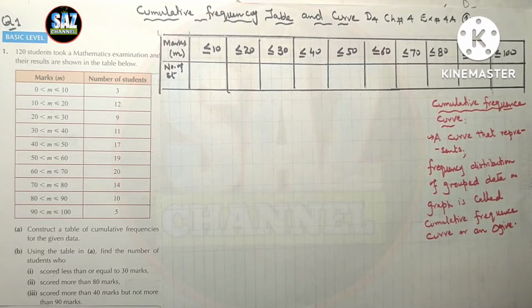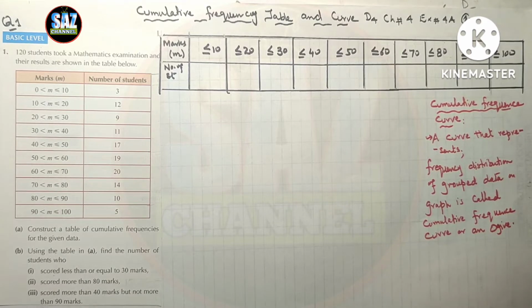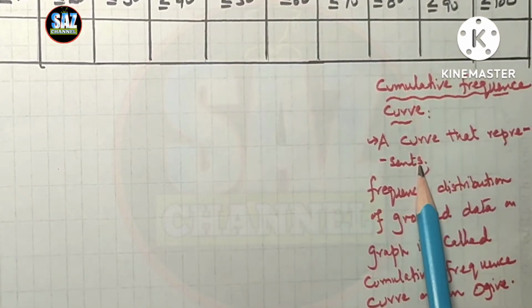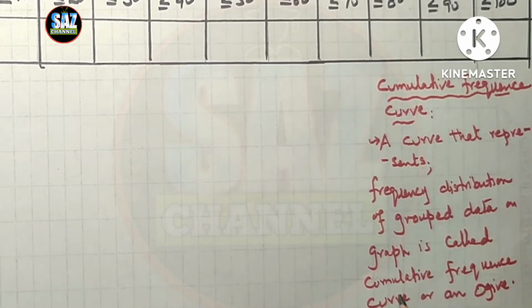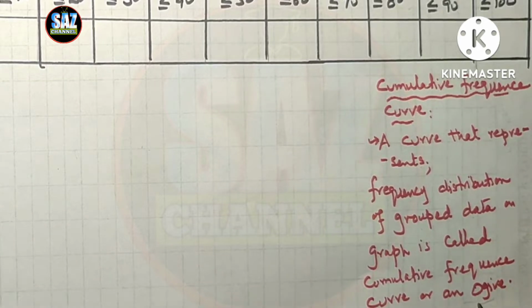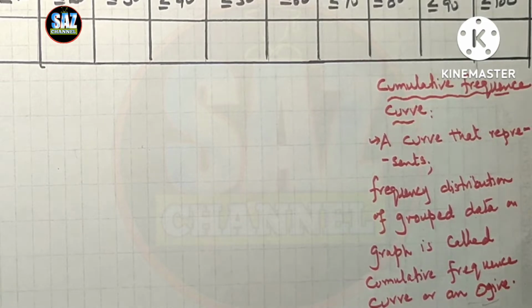This is my first lesson of D4 chapter number 4, exercise 4a, which is about the cumulative frequency table and cumulative frequency curve. Before going to the lesson, it's really important to understand what a cumulative frequency curve is. A curve that represents the frequency distribution of the grouped data on the graph is called the cumulative frequency curve or an ogive.